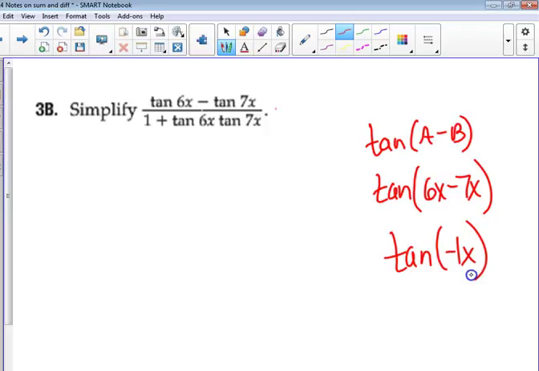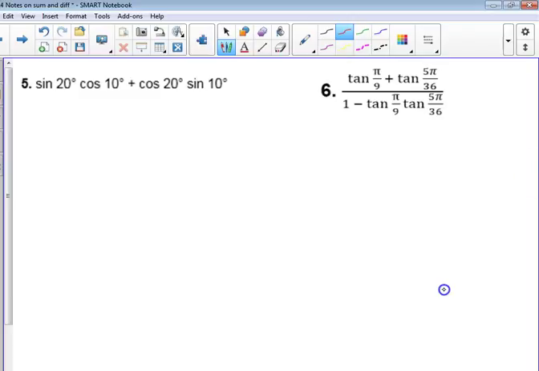It's on there. It's an odd function. It goes out in front. Did you find it? Should say right on there. Yes, it says tan negative theta equals negative tan theta. Okay. All right. Some easy ones. Sine, cosine plus cosine sine.